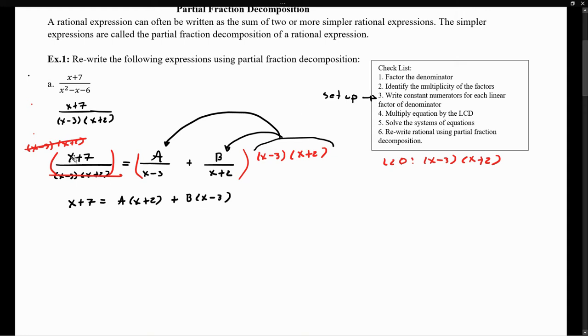Because now notice that we went from rational expressions to not a single rational expression. We don't have to deal with denominators anymore. So what do we do once we have this? Well, let's just expand this.